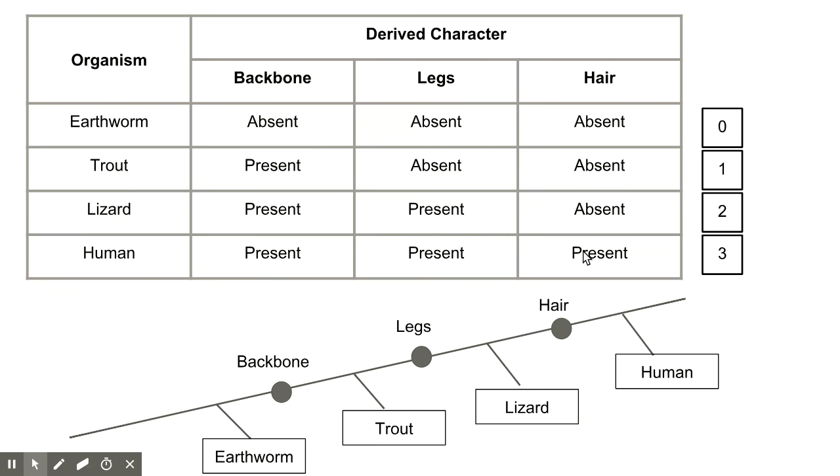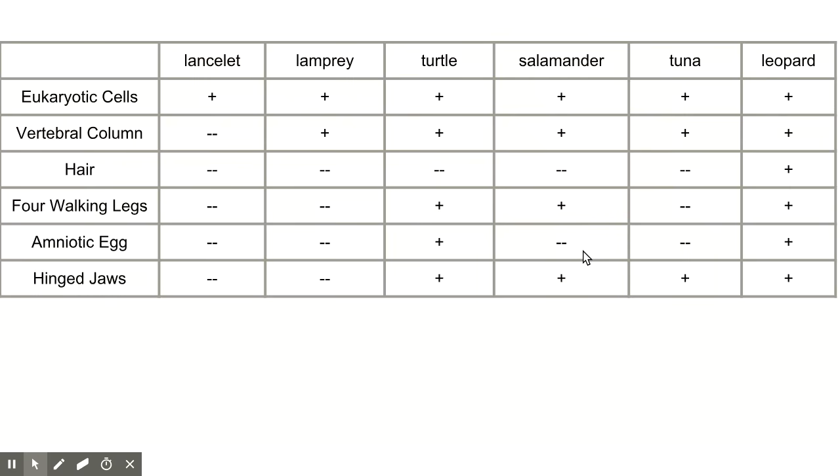Okay, so we're going to look at another version of this. I'm going to make the tree slightly different, and it's a little bit more complex here. It has pluses and minuses instead of present and absent. The organisms are on the top instead of the side, so you can set up this chart differently, but the process is still the same. The first thing we do is count up the number of innovations. So the lancelet has 1. The lamprey has 2. The turtle has 5 derived characters. The salamander has 4. The tuna has 3, and the leopard has 6.